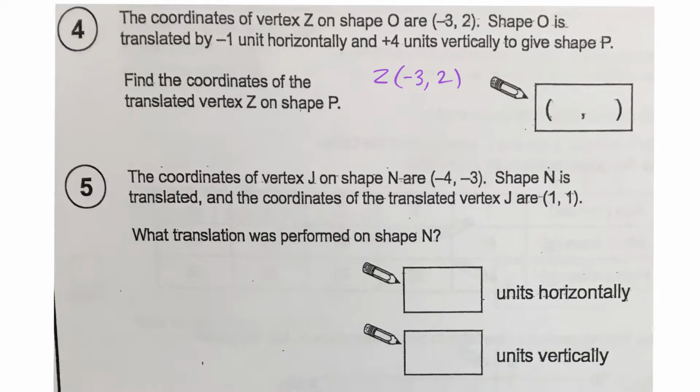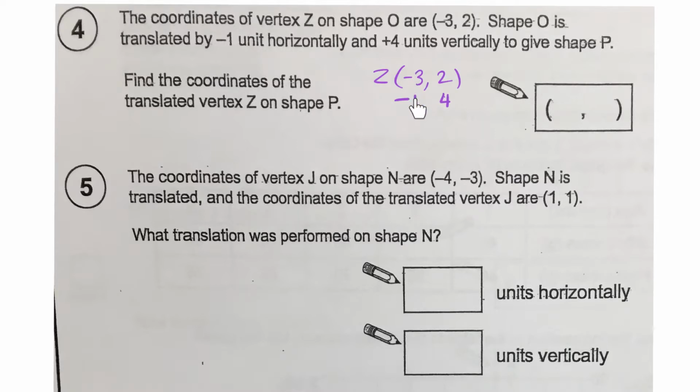So we have not been given a diagram or a sketch here, but all you need to know and all you need to understand is that the horizontal part of a translation affects the x coordinate, and the vertical part of a translation affects the y coordinate. So the vertex Z was translated by -1 horizontally, so the -1 horizontally affects the x coordinate, and +4 vertically, and the +4 vertically affects the y coordinate.